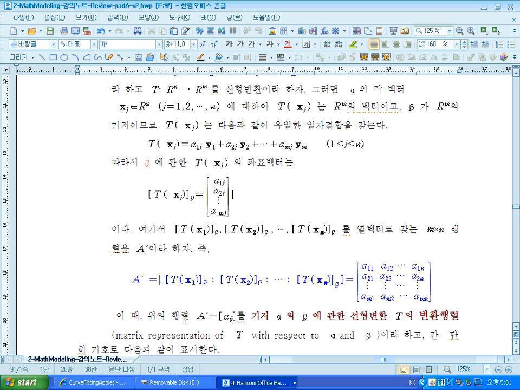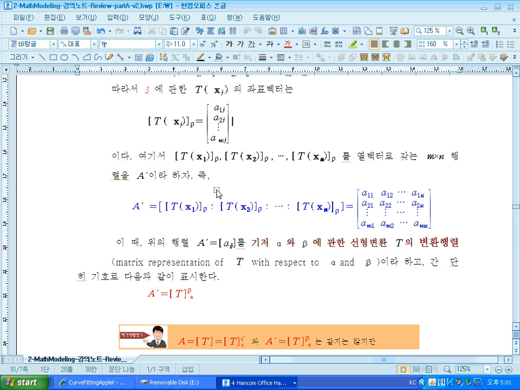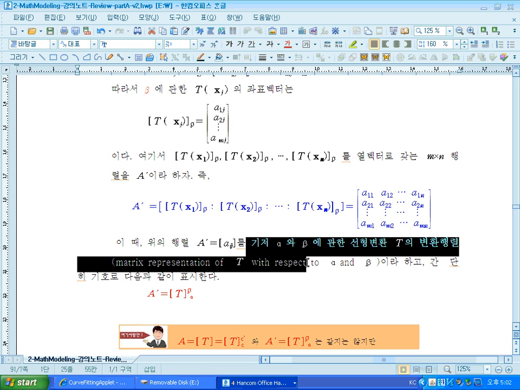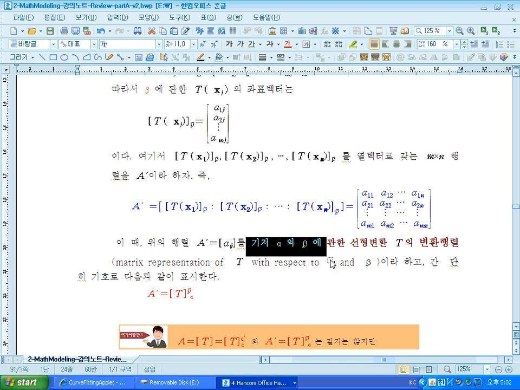So for the first one, we write the coordinate vector of T of x1 with respect to beta, and the coordinate vector of T of x2 with respect to the basis beta, and so on, up until the coordinate vector of T of xn with respect to the basis beta. Then each of these columns makes a matrix A prime. Then this matrix is called the matrix representation of T with respect to the bases alpha and beta, from alpha to beta. Okay.